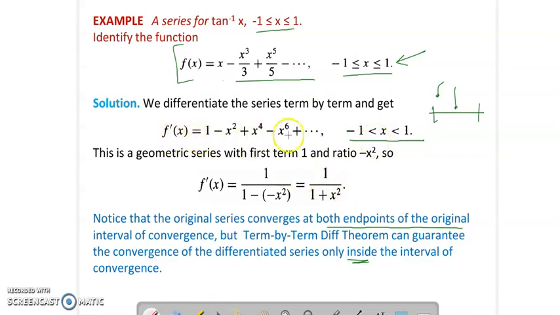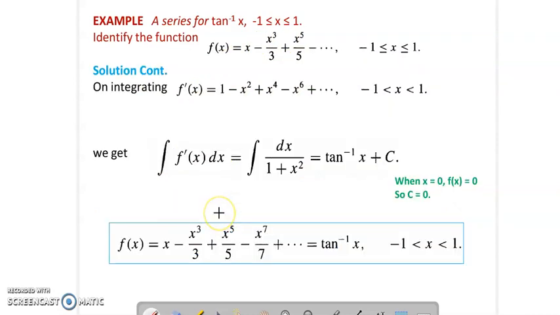So f dash x is equal to this one, and we know that this is a geometric series with first term 1 and common ratio minus x square. So f dash x, the sum is equal to a upon 1 minus r, and this is 1 upon 1 plus x square. Now we want to find what this function is. Now you can integrate this one, right? So integrate this one.